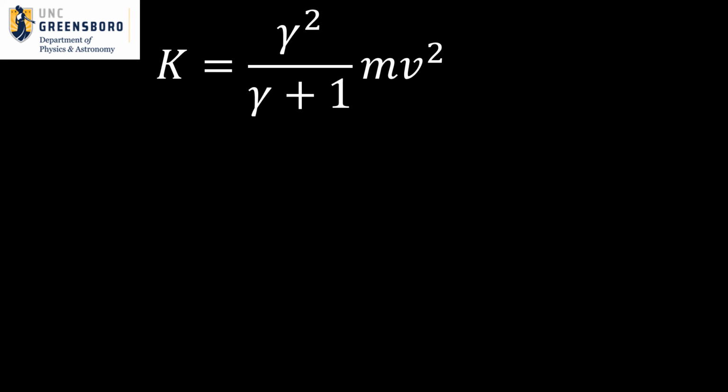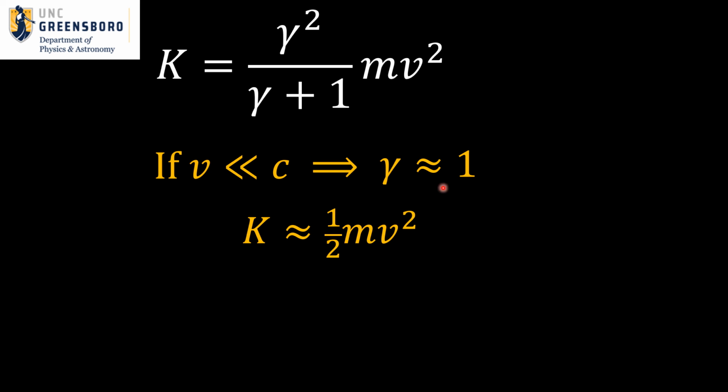Now I like this formula because I think it makes it a lot easier to see how we go from the relativistic formula to the classical form. If v is much less than c, we know gamma is approximately equal to 1. 1 squared is 1. 1 plus 1 is 2. And so we quickly get the classical form 1/2 mv squared. In my mind, that's a lot easier, a lot more straightforward than going through the binomial theorem.